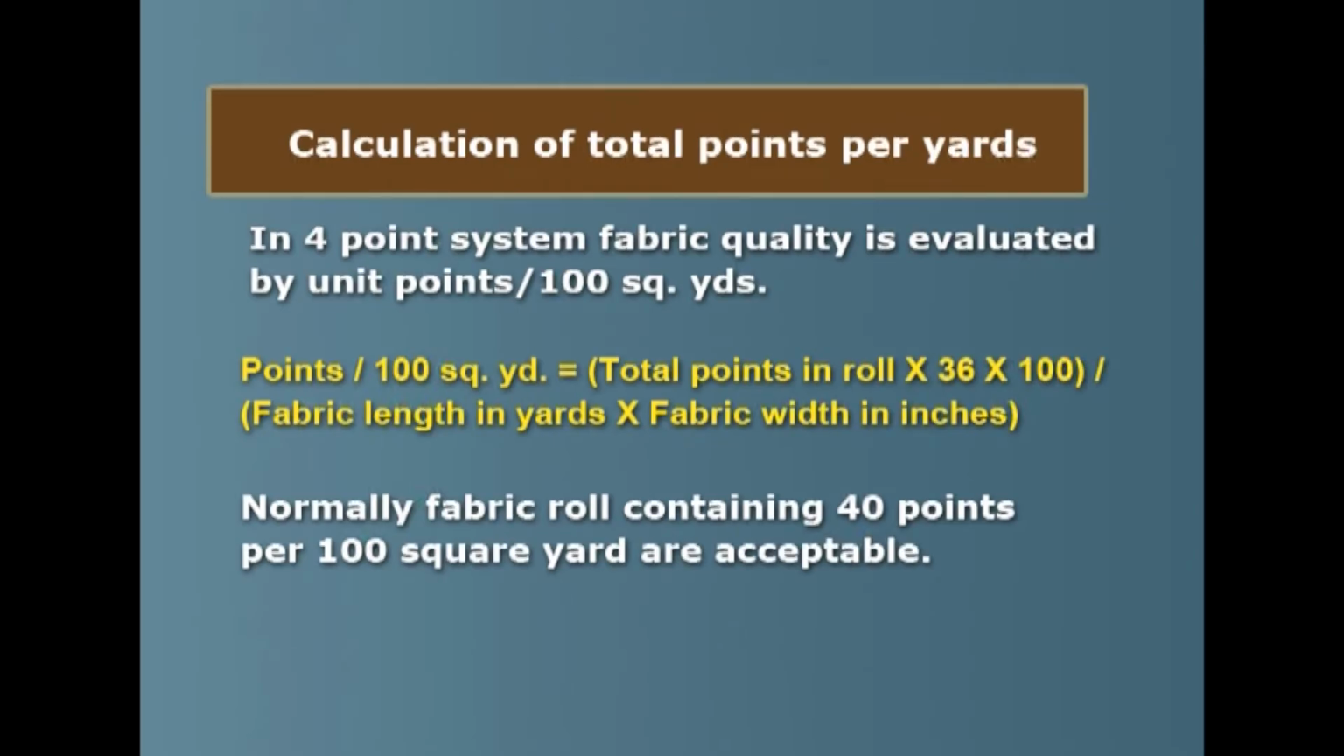And then when we want to calculate the total points per yard, in the 4-point system, fabric quality is evaluated by unit points for 100 square yards. That is, the points per 100 square yards is equal to total points in the roll into 36 into 100 divided by fabric length in yards into fabric width in inches. Normally, a fabric roll containing 40 points per 100 square yards is acceptable.